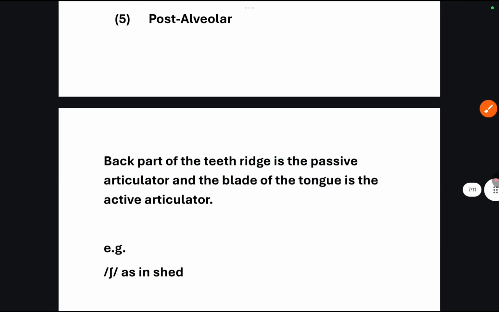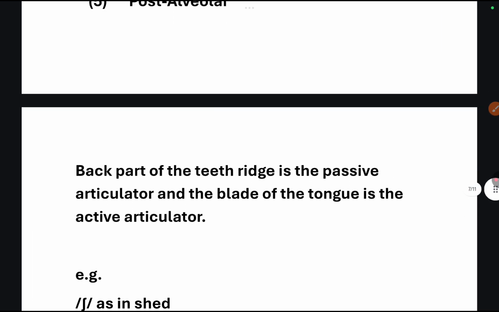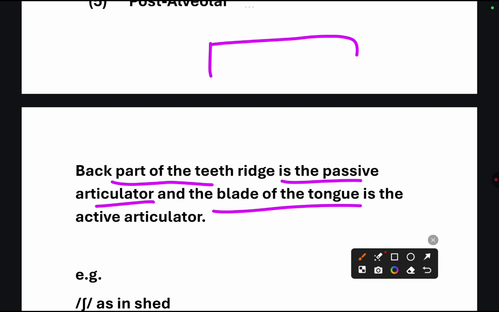In post-alveolar, by the name itself, what is the post-alveolar? Post-alveolar means after the alveolar, the teeth ridge that you have seen. In the post-alveolar, the back part of the teeth ridge is the passive articulator, and the blade, you have seen the tongue's forepart: tip, front, blade, and back. So the blade of the tongue is the active articulator. The sound 'sh', you will come to know, pronounce it from your side also.